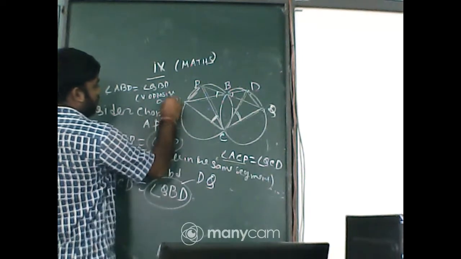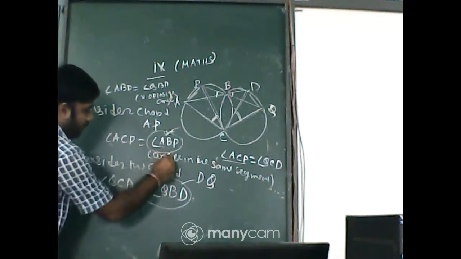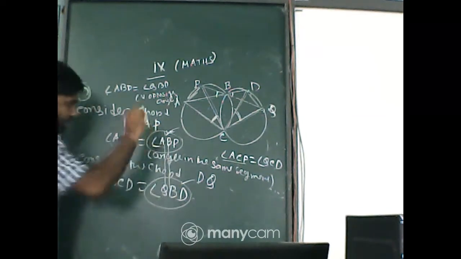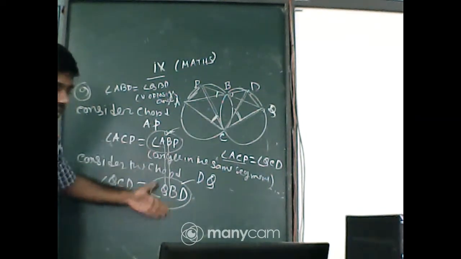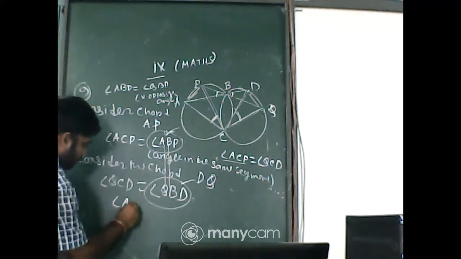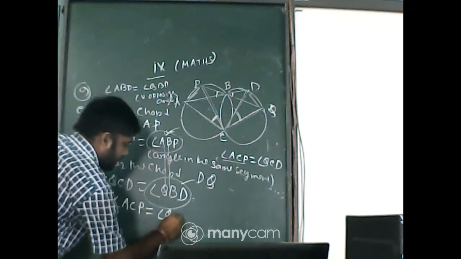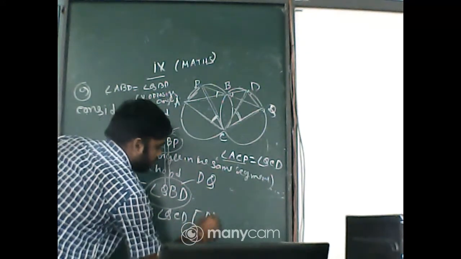Okay. So as they are equal, ABP equal to QBD, so the right hand sides are equal. So angle ACP must be equal to angle QCD. That is our required proof.